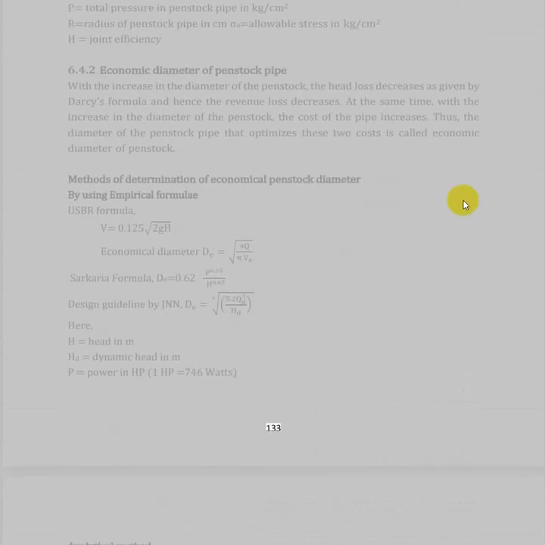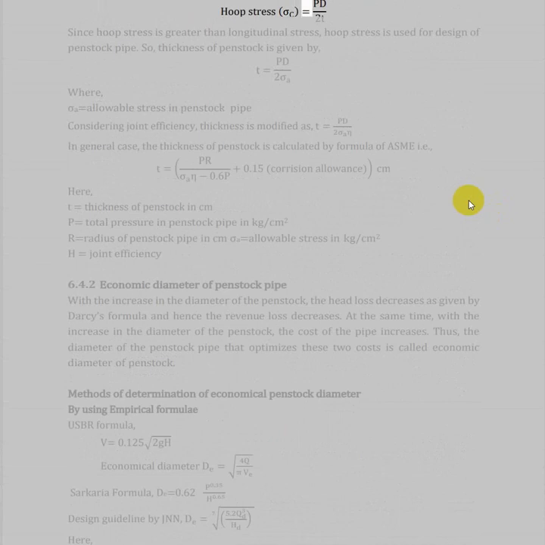Hoop stress, σ = PD/2t. Since hoop stress is greater than longitudinal stress, hoop stress is used for design of the penstock pipe. So, the thickness of penstock is given by t = PD/2σ, where σ is the allowable stress in the penstock pipe. Considering joint efficiency, the thickness is modified as t = PD/2ση.